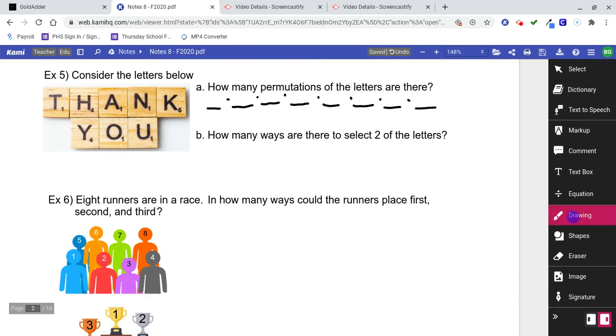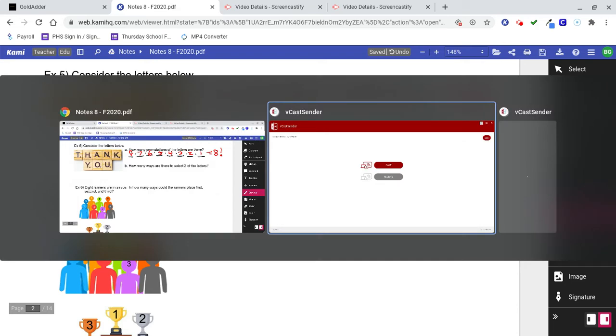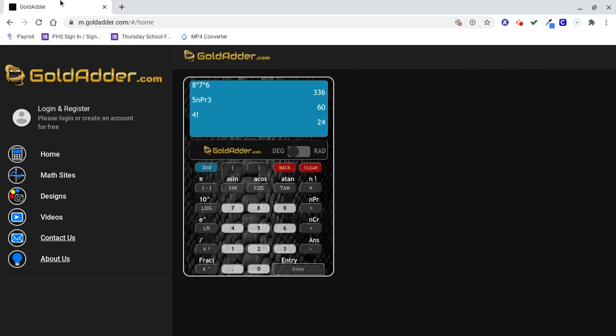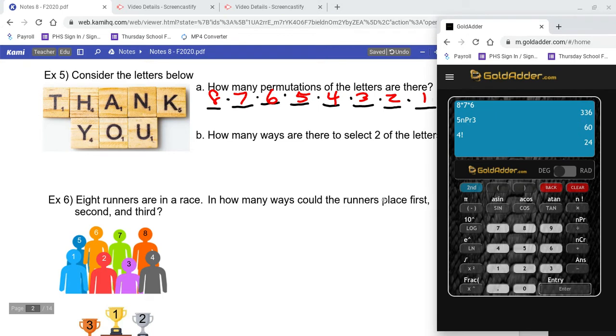And so if we think of this as a fundamental counting principle problem, 8 times 7 times 6 times 5 times 4 times 3 times 2 times 1, but you're probably just going to call this a factorial, right? So good chance to practice your factorial button. Where is my calculator? Oh, calculator right here. Eight factorial, 40,320.